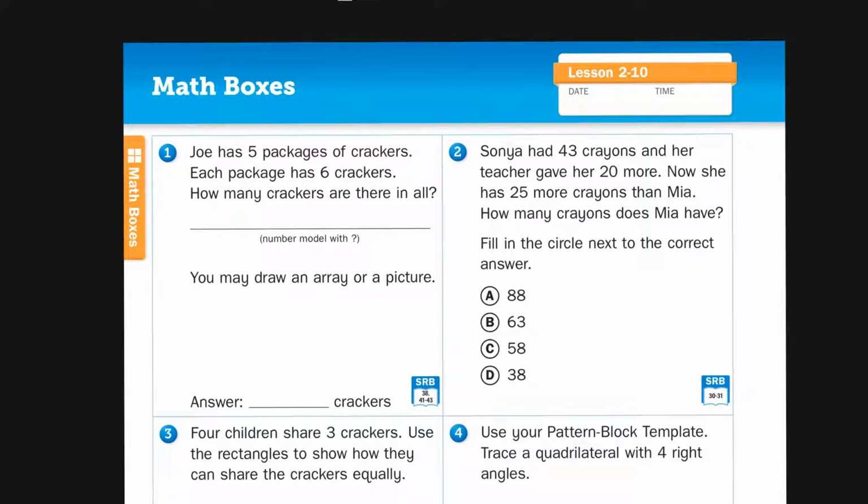All right, today we're going to look at Math Boxes 2-10. Let's look at problem number 1. Joe has 5 packages of crackers. Each package has 6 crackers. How many crackers are there in all?